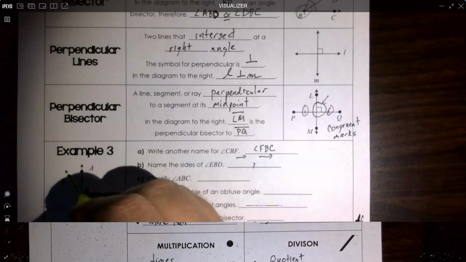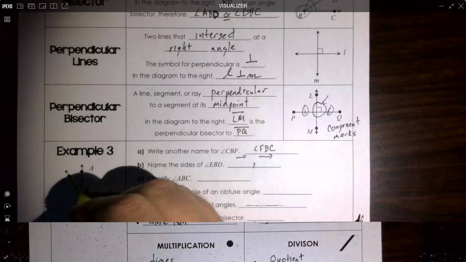Name the sides of angle 4. So remember, we have two rays. Okay, so the sides of angle 4. So angle 4 is right here. So we're talking about this angle right here. So I need to name this one and that one. So it looks like TW and TZ.